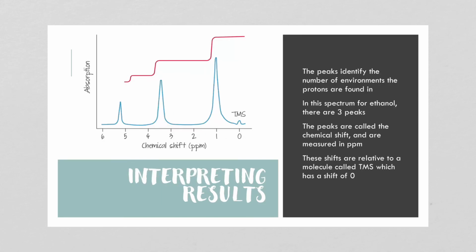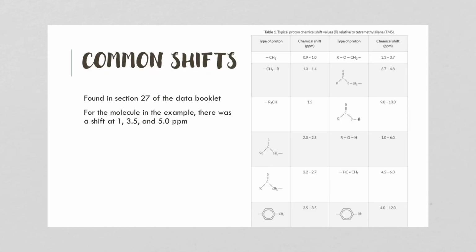So we end up with something that looks like this. The peaks identify the number of environments the protons are found in. So this is a spectrum for ethanol, and there's 3 peaks. The peaks are called the chemical shift and are measured in parts per million. And these shifts are measured relative to a molecule called TMS, which has a relative shift of 0. So section 27 of our data booklet has the common shifts.